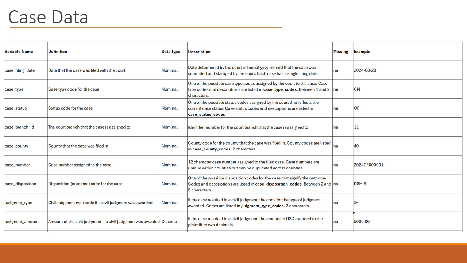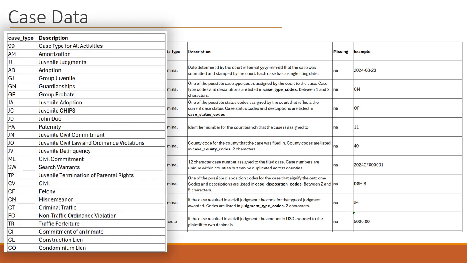So the first section of the codebook is data related to case information. This includes the filing date that the lawsuit was filed, which is nominal, the case type, which is one of several possible case types defined by the court, which is also nominal. Case disposition is another nominal data point that is one of several possible outcome codes defined by the court.